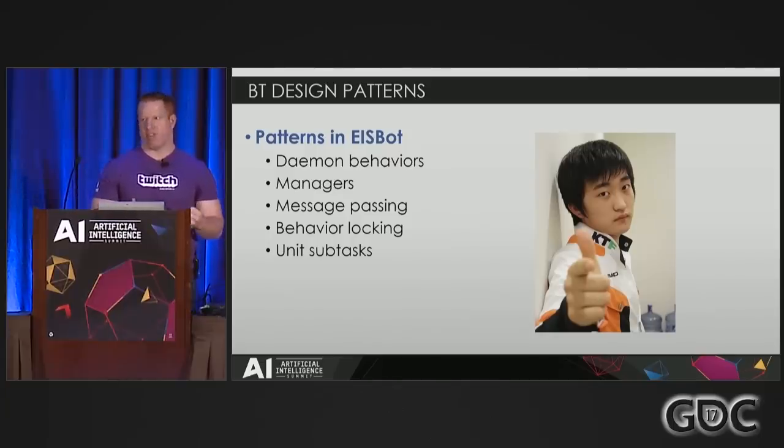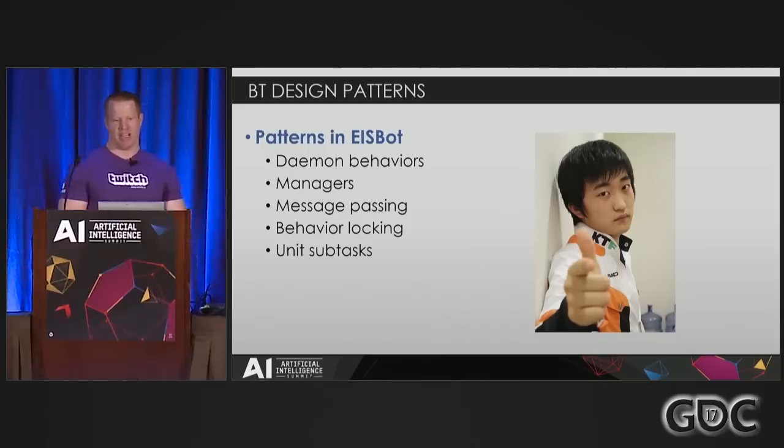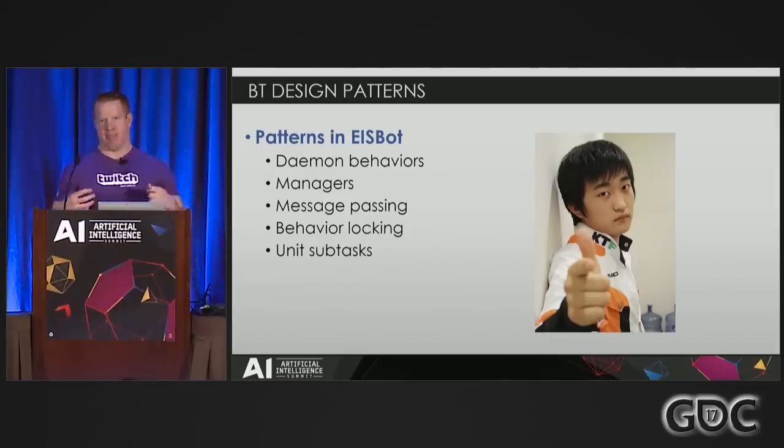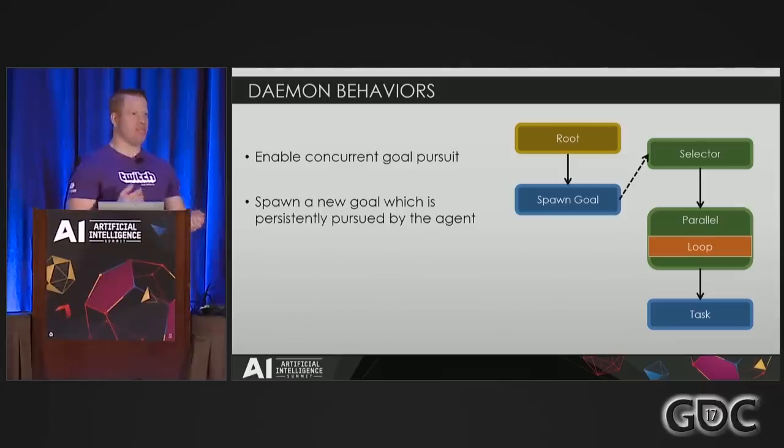To coordinate between these different managers, I use some message passing patterns, and that's similar to some of the decorator patterns, but I'll show examples of this. Then behavior locking is another version of message passing where one manager will prevent another one from doing an action. And finally, unit subtasks, which is basically using a unit for a short amount of time and then giving it back to the manager that owns it. I'll talk through different examples of this and actually provide some Able code and talk about how that works.